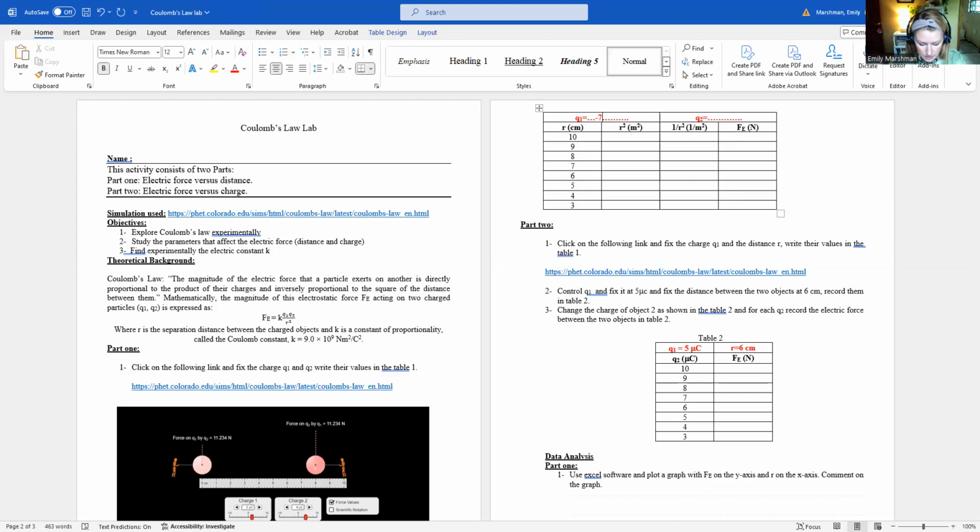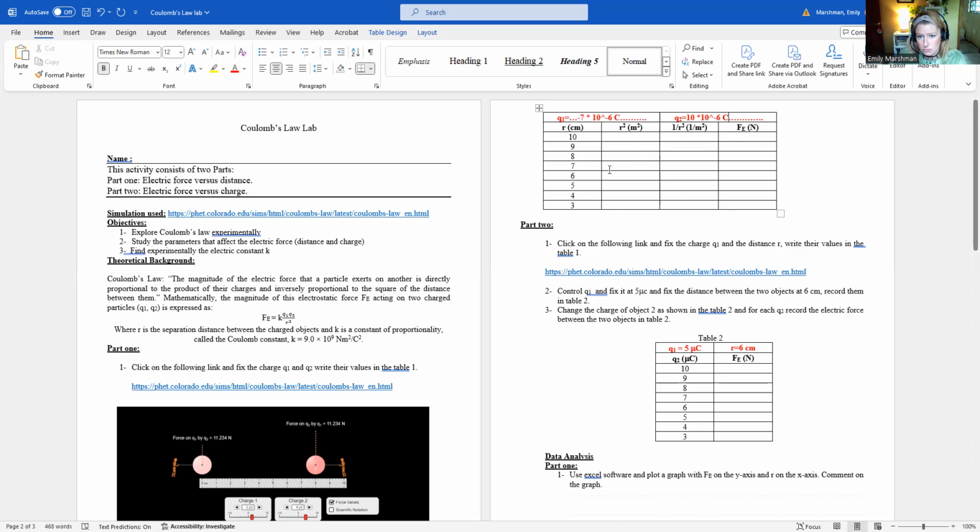-7 microcoulombs. Actually, I'm just going to write it in terms of regular coulombs, so times 10 to the -6th coulombs. And the other one was a +10 times 10 to the -6th coulombs. We're going to start them off at 10 centimeters apart and gradually lower the distance between them down to 3. I'll just do a couple of values to help you fill in the table.